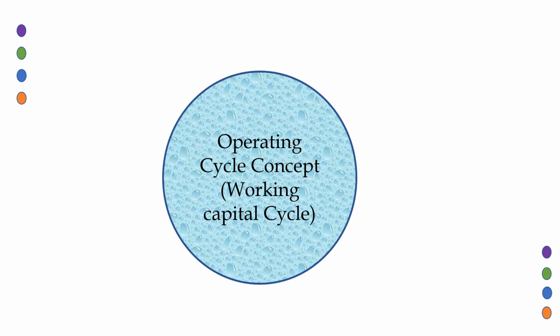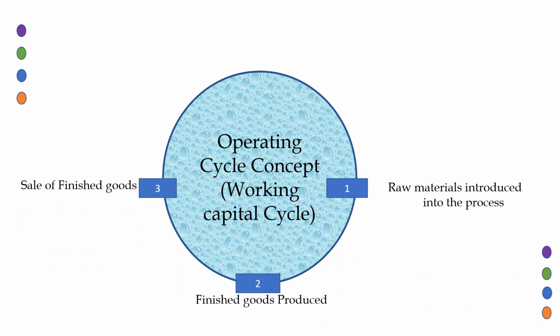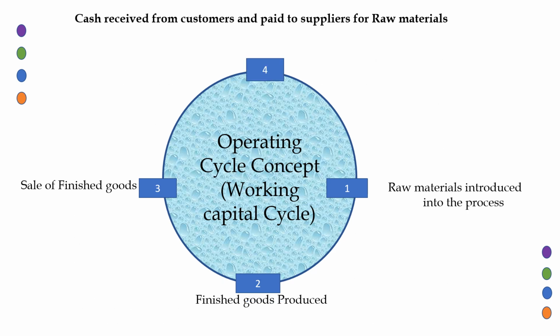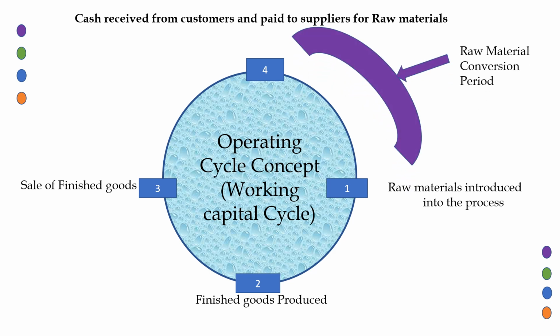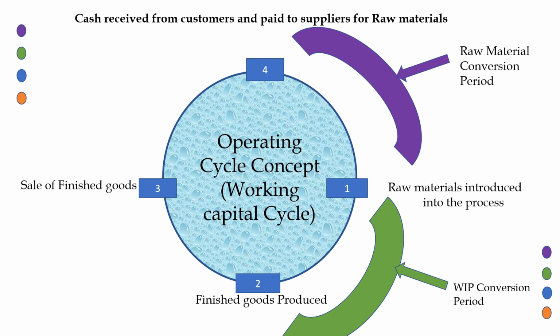The next concept of working capital is the operating cycle concept. You know, any cycle keeps going, keeps moving. It's not possible for you to say that it starts at this point and ends at this point. It keeps going. In the same way, in the working capital cycle also, for a manufacturing concern, raw material is procured with the help of cash. So here we are starting with cash that is used to procure raw materials, which is converted into finished goods.